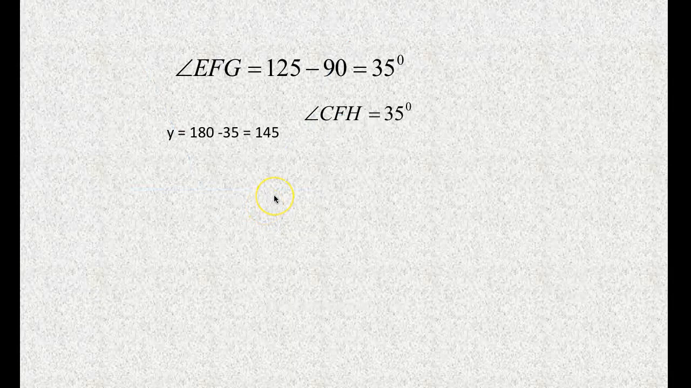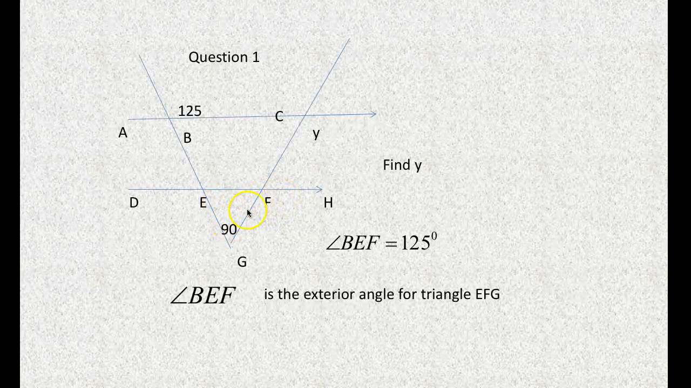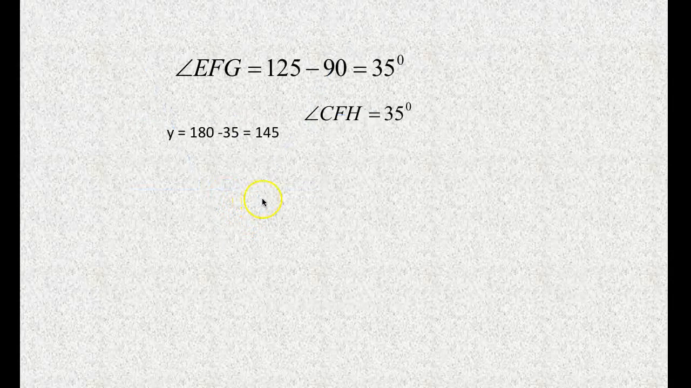So angle EFG would be equal to 125 minus 90 because exterior angle of a triangle equals the sum of the interior opposite angles. So angle EFG and 90 degrees are the interior opposite angles. So 125 would be 90 plus angle EFG. So angle EFG would be 125 minus 90, which is 35 degrees.